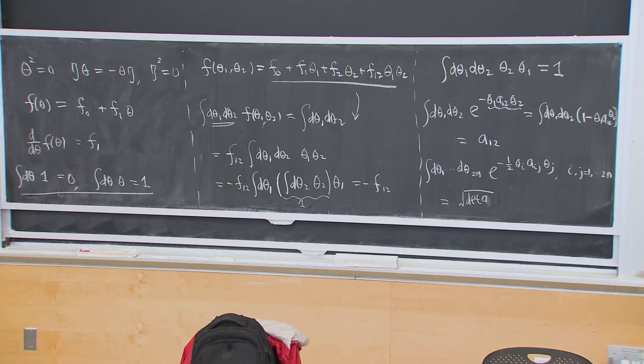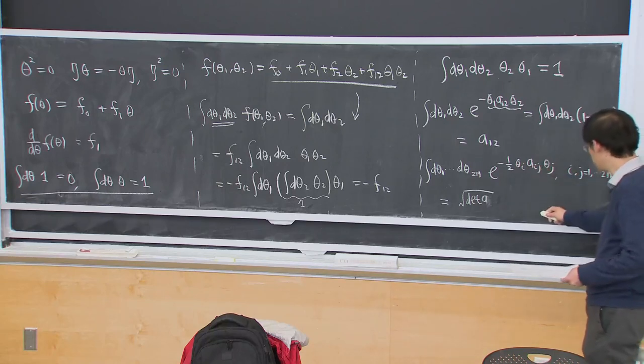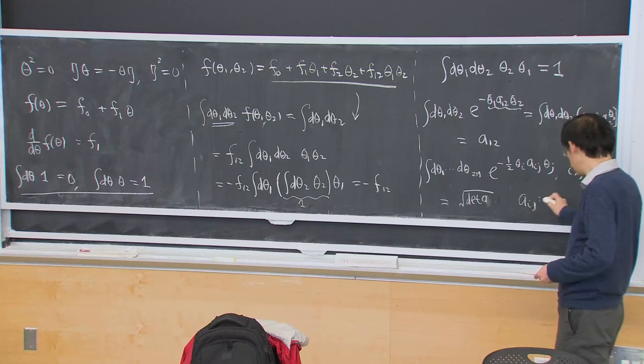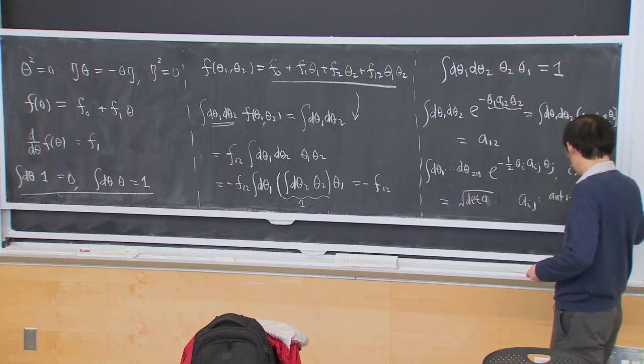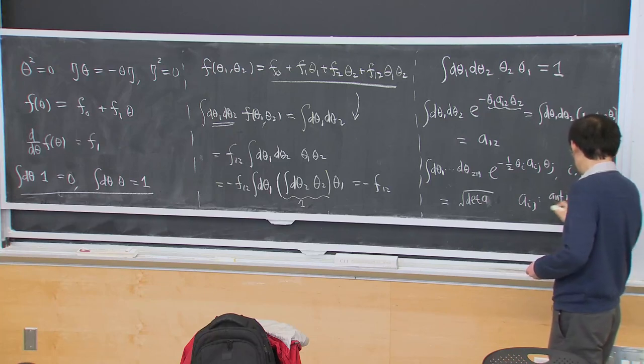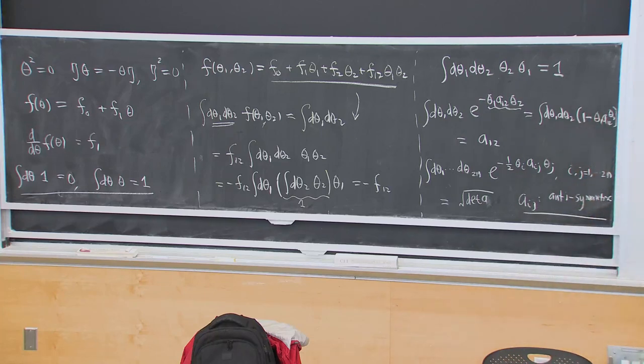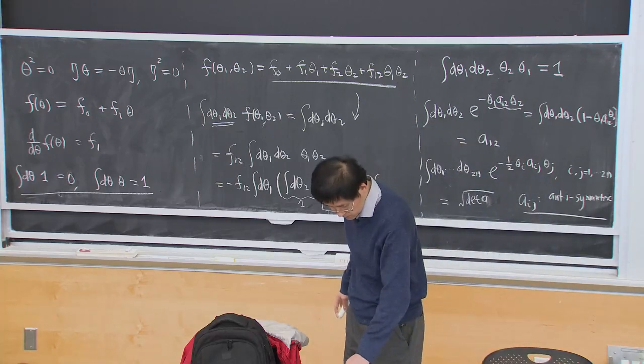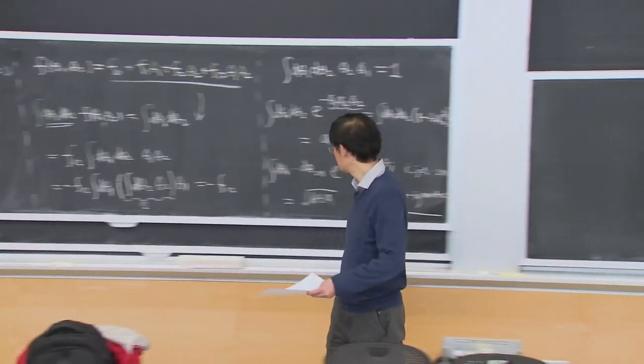So here A is an anti-symmetric matrix, by definition, because theta I and theta J anti-commute, so A_IJ should be an anti-symmetric matrix. Good. Any questions on this?